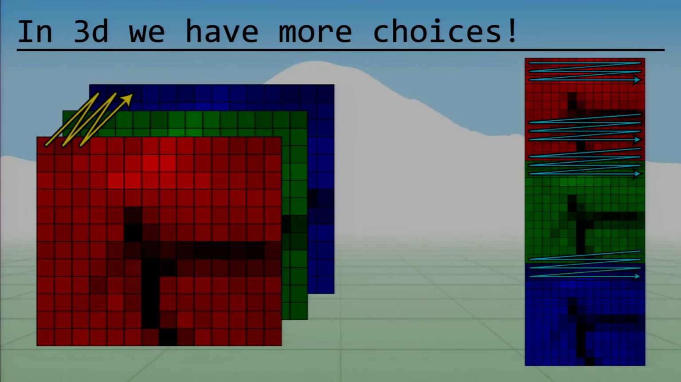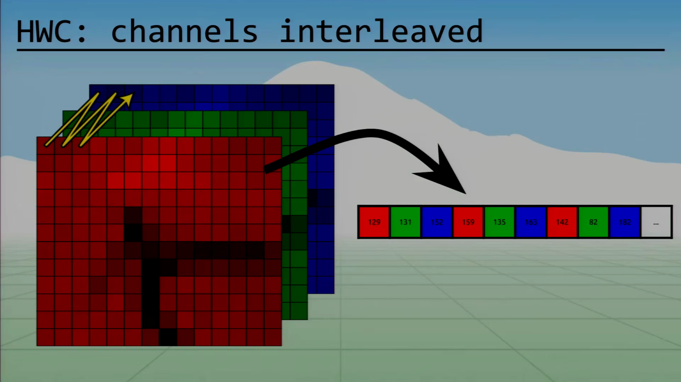In 3D, we have more choices. Now we have different channels that we have to think about as well. The choice you see on the left is what we would refer to as HWC, where the channels are interleaved. When we bring them over to this array, the first pixel we talk about, we're going to record the red information, the green information, and the blue information. And then we're going to jump to the next pixel. It's HWC, so we're still accessing in this row major fashion. We're just interleaving these channels.